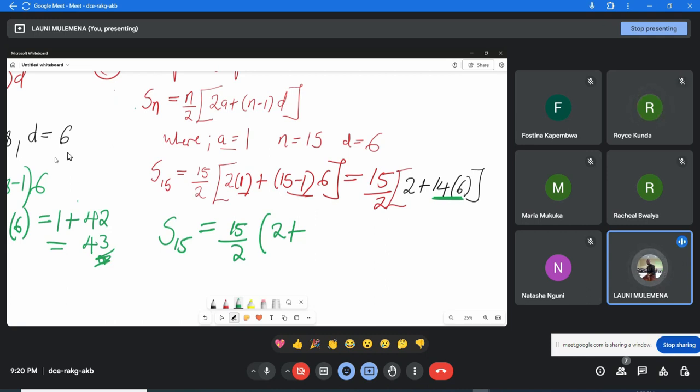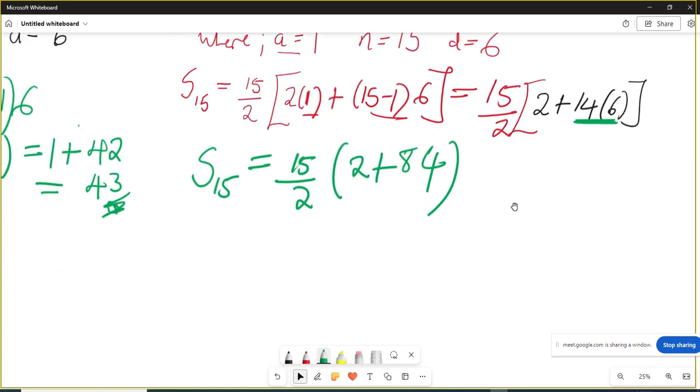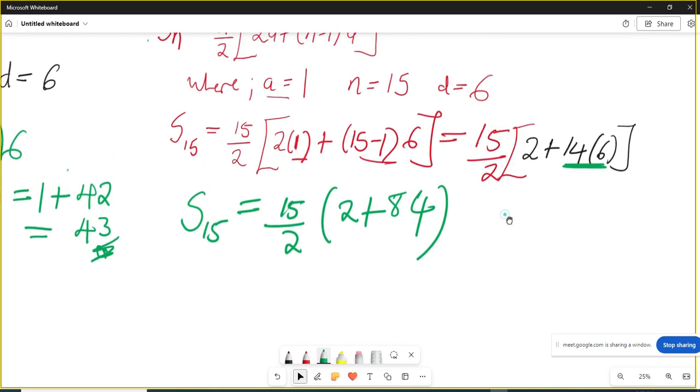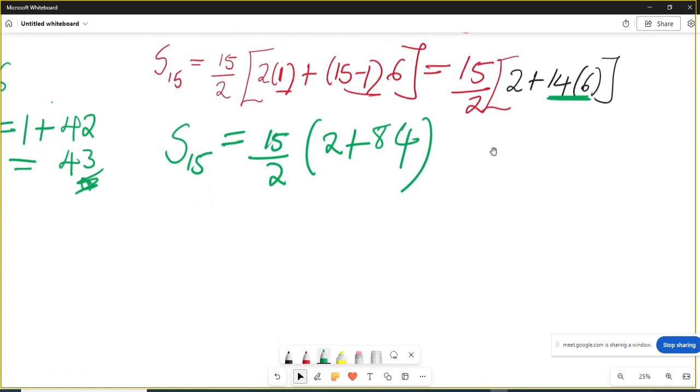84. Can you come again, Royce? 84. Thank you very much. 84 indeed. So I'll write 84, like that. Okay. So at this juncture, we just continue simplifying. You can agree with me to say I'm moving step by step, slow but sure. So we'll continue simplifying.